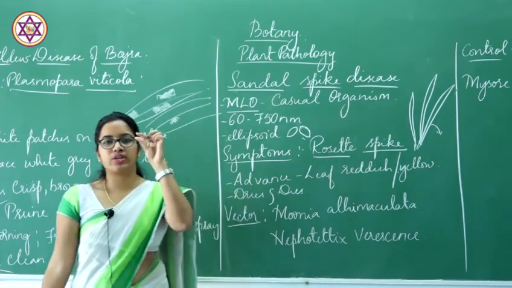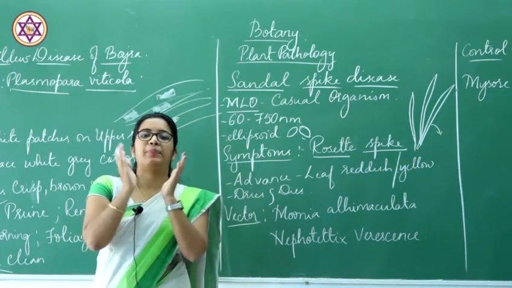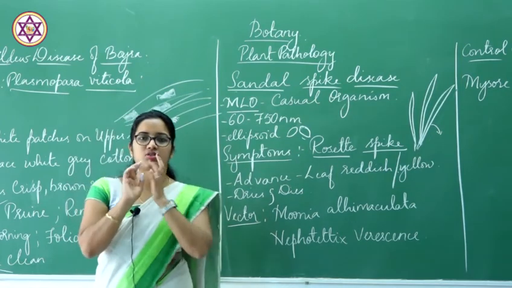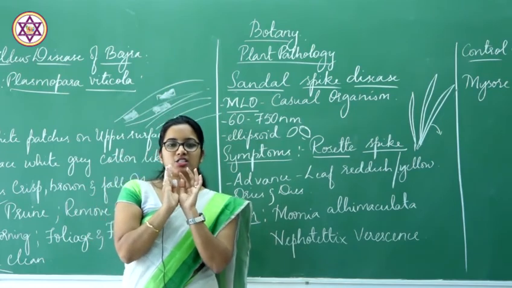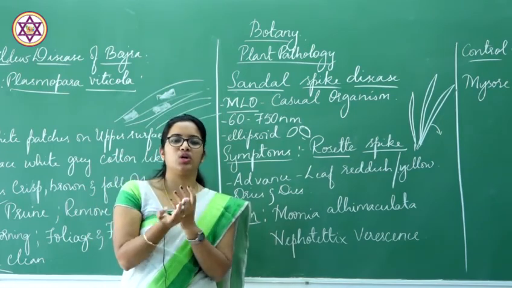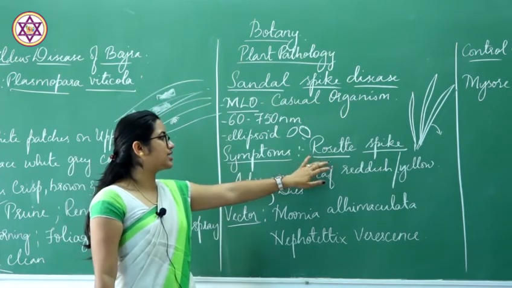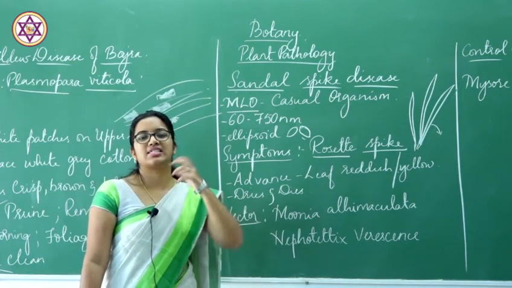Since the internodal region becomes smaller, plenty of leaves come closer together. So we say rosette. Rosette means arrangement in whorls. There are spikes, in the sense of leaves, arranged in whorls, hence we call it rosette spike. That is the primary symptom.